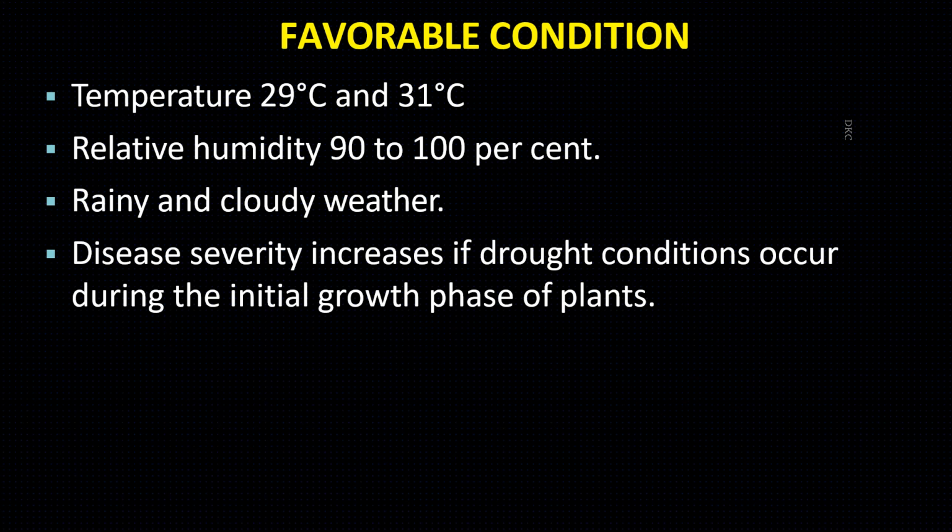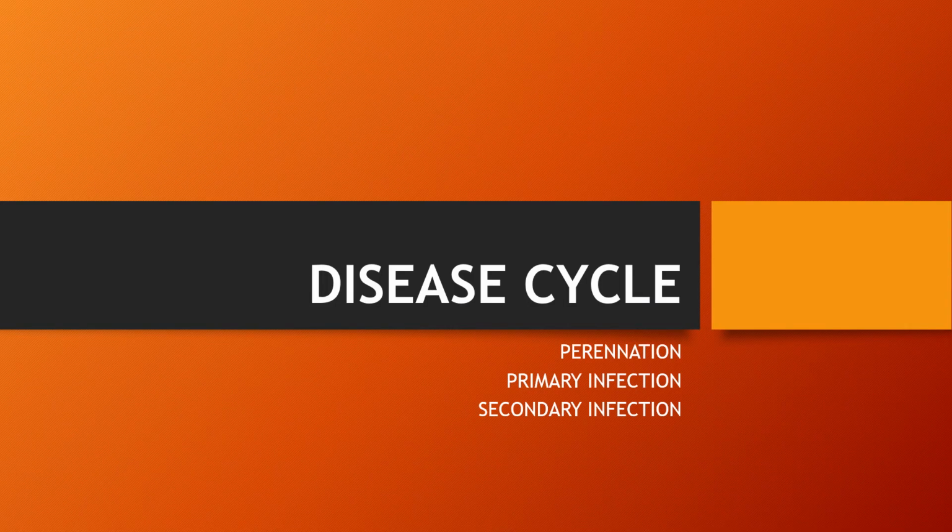The favorable condition for this disease to occur is a temperature between 29 and 31 degrees Celsius. The relative humidity which favors the disease is 90 to 100%. Rainy and cloudy weather is very suitable. Disease severity increases if drought conditions occur during the initial growth phase of the plants.